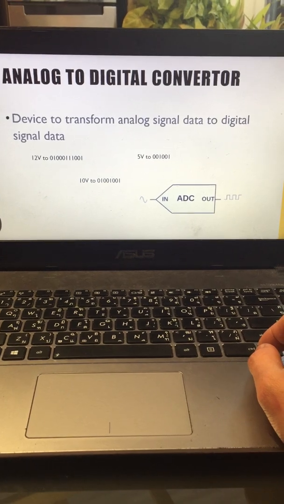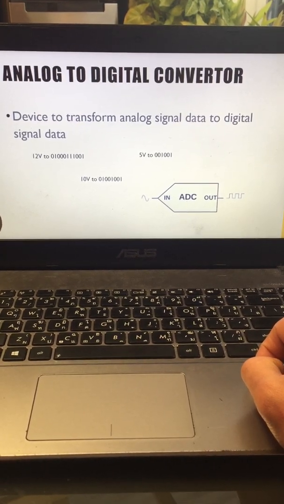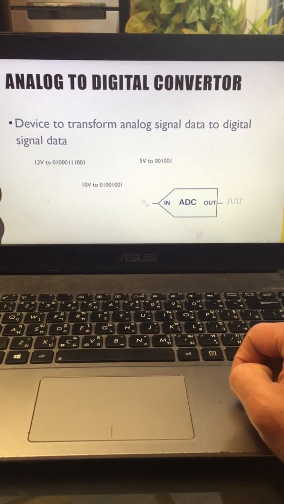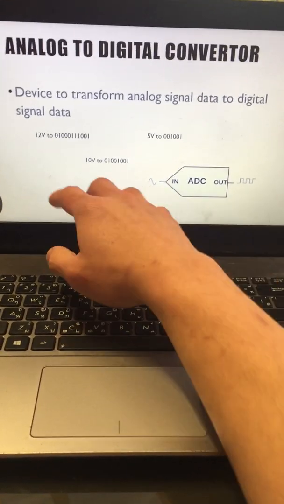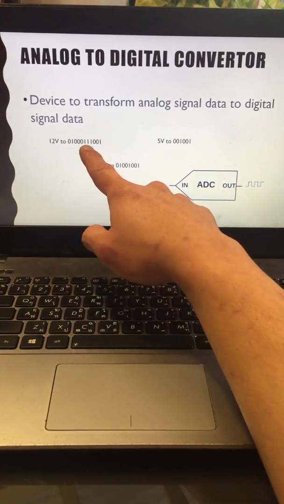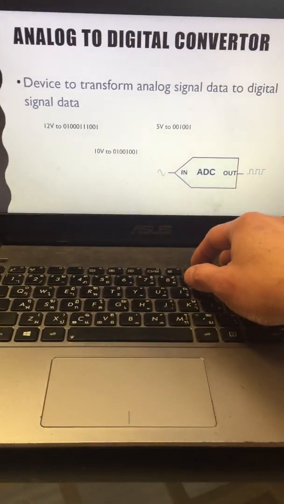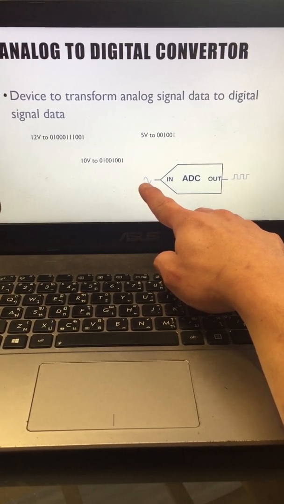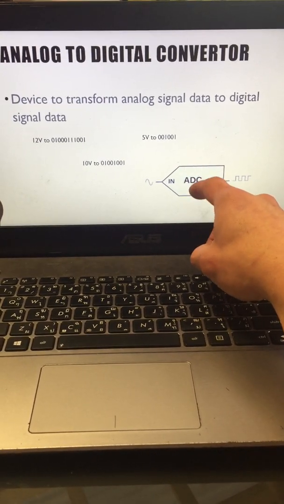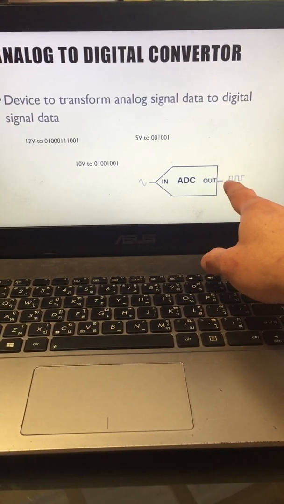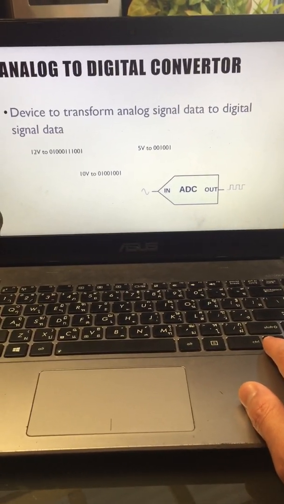Today's topic is the Sigma Delta analog to digital converter. First we need to know what an analog to digital converter is. It is a device that transforms an analog signal into a digital signal. For example, if we have 12 volts, it will be transformed to binary, which is digital data with highs and lows in sequence. The block diagram should look like this: an analog signal is the input into the ADC system box, which processes the signal to get high and low binary data at the output. That is the meaning and definition of an ADC.